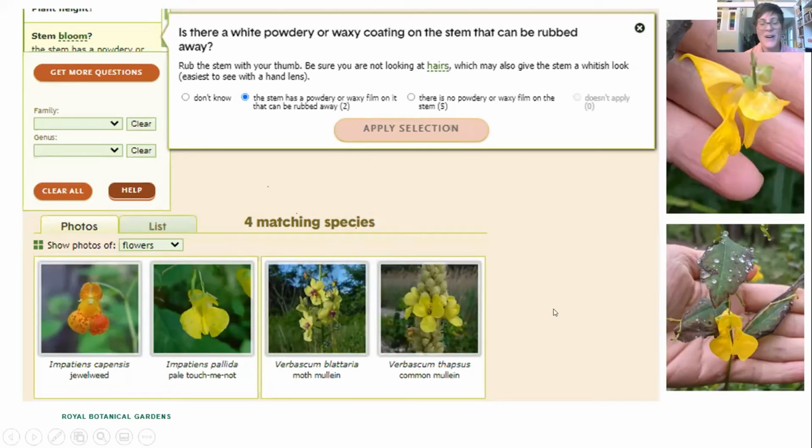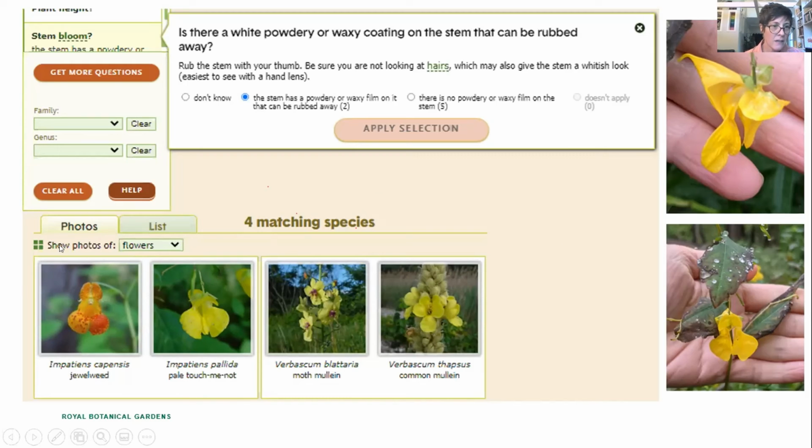Four pictures are pretty easy to look through. It is really clear that what we're looking at is Impatiens pallida, or pale touch-me-not. And the picture I showed you of the flower earlier was from the side. I also took one from the front, and that matches very, very well.